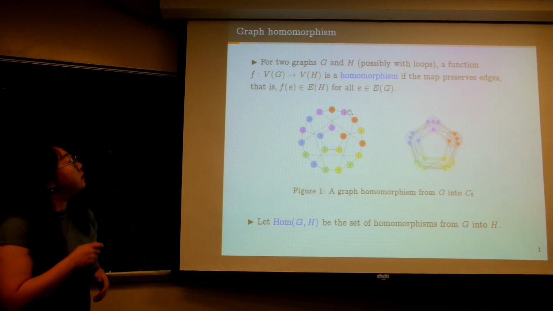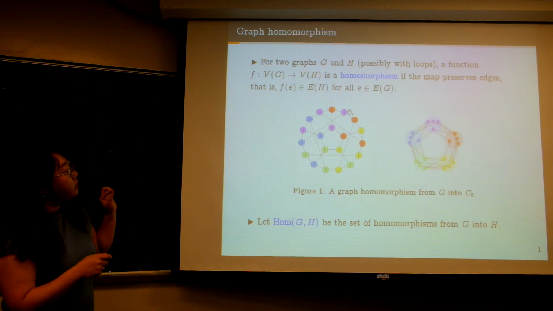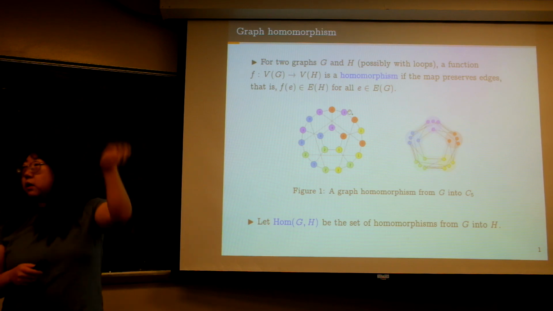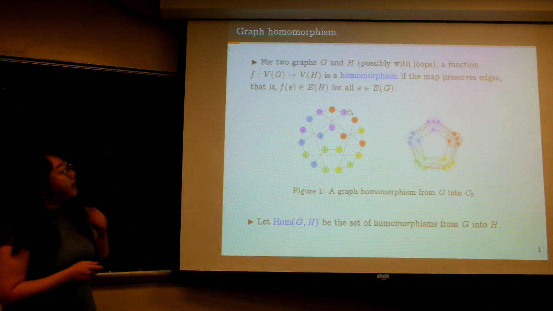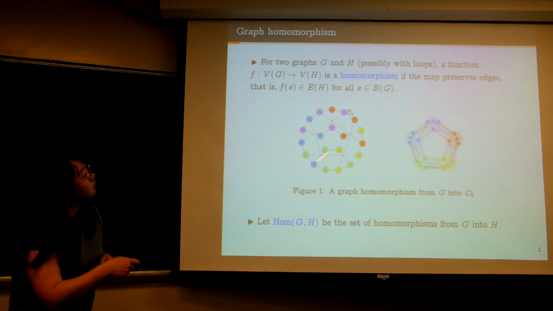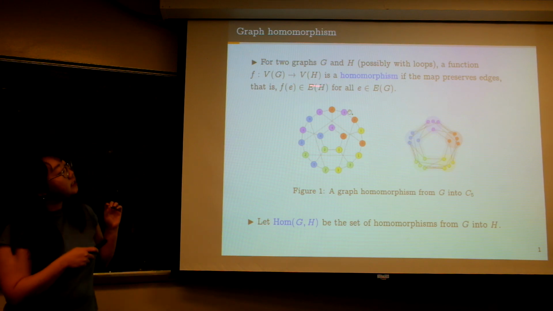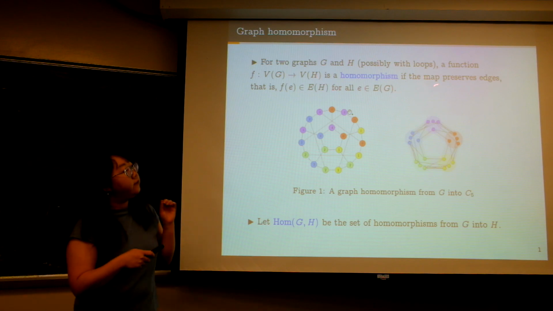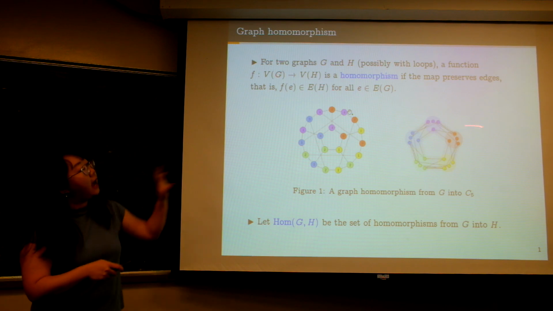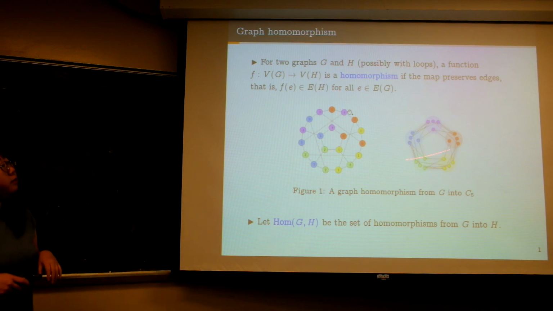Given two graphs, G and H. Here, G is just a simple graph, and for H we don't allow multiple edges, but we do allow loops around a vertex. We say a function f from the vertex set of G to the vertex set of H is a homomorphism if this map preserves the edges. In other words, if in G there is an edge, then after the mapping there should also be an edge. So here is a picture of the graph homomorphism.